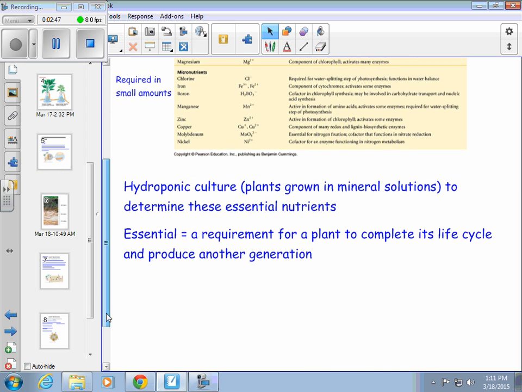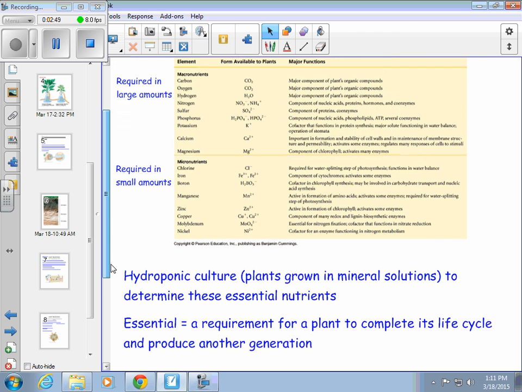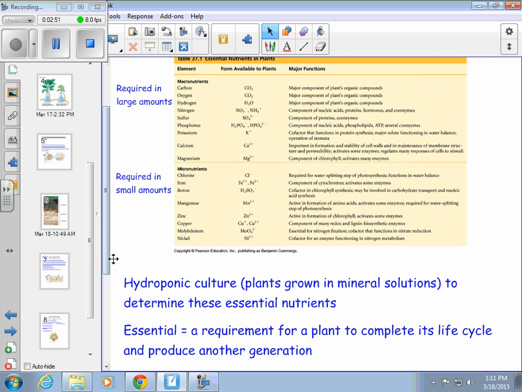A term that you might not be familiar with is hydroponic culture. All of the information in this data table, we have because of a process called hydroponic culture. This is when plants are grown in mineral solutions as opposed to soil. They have done this in order to figure out what the essential nutrients are that are needed for plants. By growing them in mineral solutions, that's how a chart like this was devised.